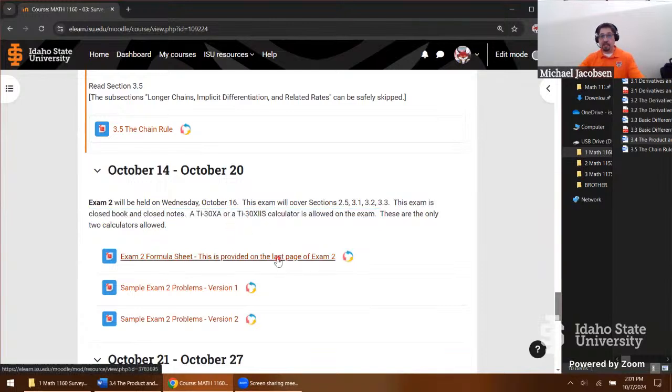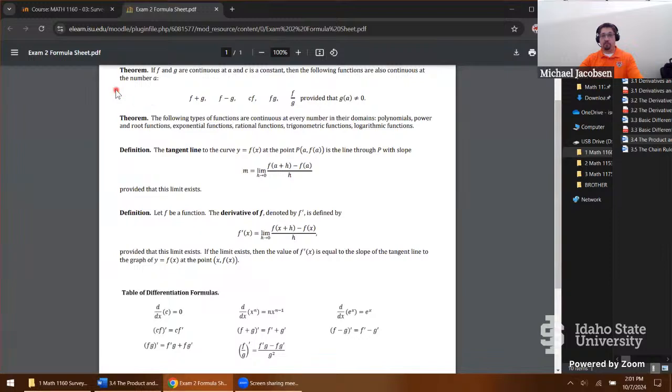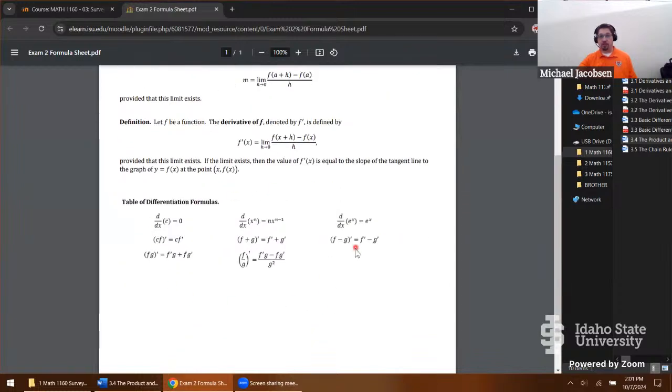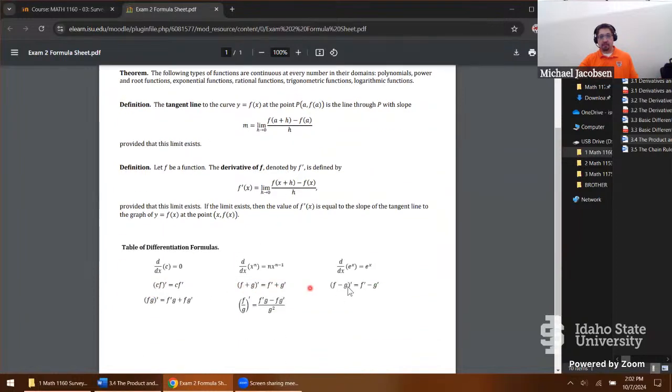The formula sheet is going to be the last page provided on the exam. So it's going to be this page right here. You'll have basic theorems about continuity, a theorem right here to help us use the definition of the derivative, and then a table of differentiation formulas. Kind of weird, this one, (f times g)', the product rule, and this one, (f divided by g)', the quotient rule. Those didn't quite make it to the exam, but they're here just in case. So there's a couple things that are not completely needed. The rest of the material here, up to the last row of the table of differentiation formulas, are highly relevant to this upcoming exam too.